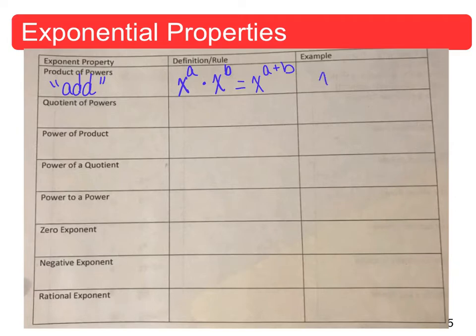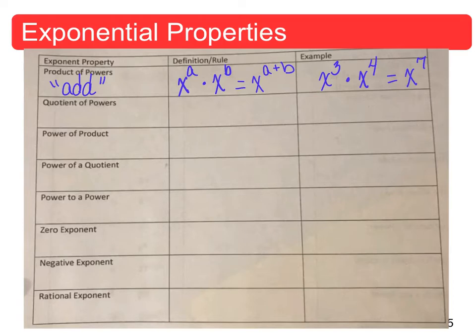So if I have x to the 3rd power and I am multiplying that times x to the 4th power, notice the base in both of those is x. That is going to be x to the 7th power. Okay? So that is a product of powers.